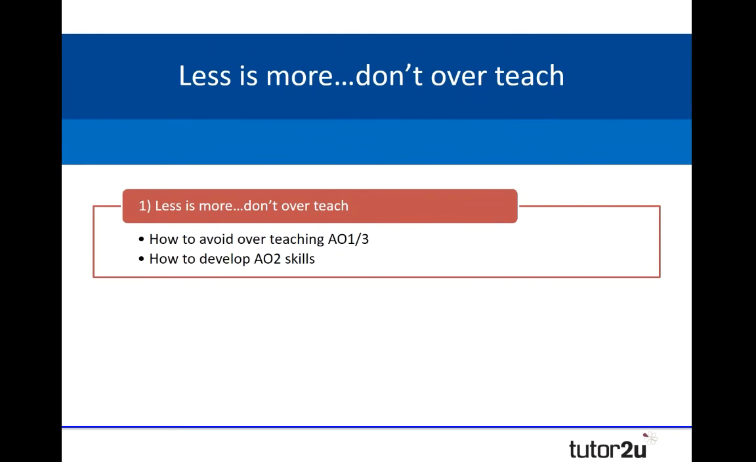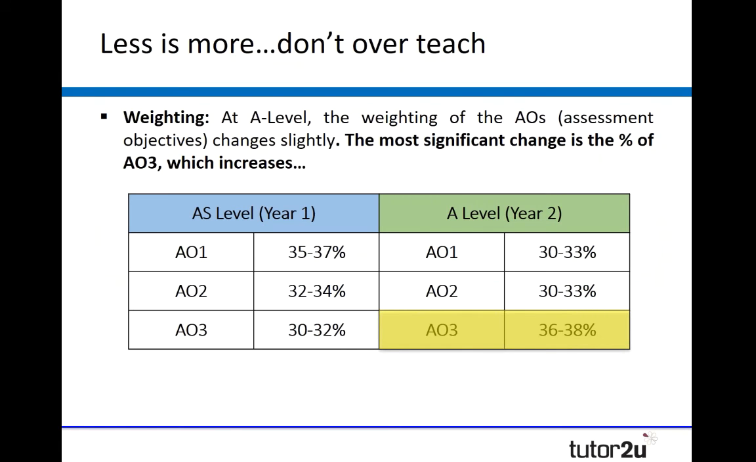Okay, so onto this first section, less is more, not overteaching. The first thing I want to point out, which I think is important, is that the weighting at A level, so Year 2, the full linear course, of the assessment objectives changes ever so slightly. The most significant change, and the one that you're going to want to be aware of, is that AO3 jumps up the most. Last year for the AS, the Year 1 students, around 30 to 32% was AO3 content. This year it goes up to 36 to 38%. So there's an increased importance on AO3 skills, which is just worth pointing out.